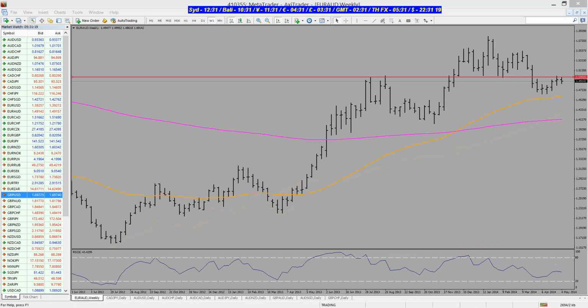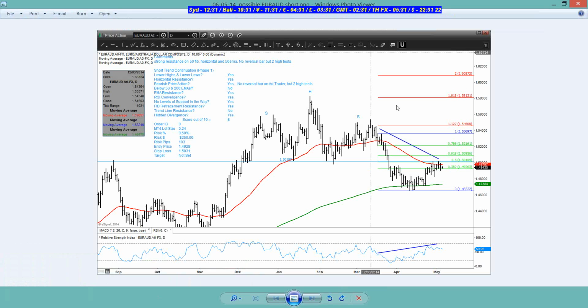Another one at the Euro Aussie yesterday. Hidden divergence, okay. Horizontal resistance, yes. Lower highs, yes. Bearish price action, yes. It's not a reversal bar. A signal has it as a reversal bar, but actually there's two high tests. Below moving averages, no, correct. EMA resistance, yes. RSI convergence, support in the way? So there's no support in the way. Trend line resistance, no.